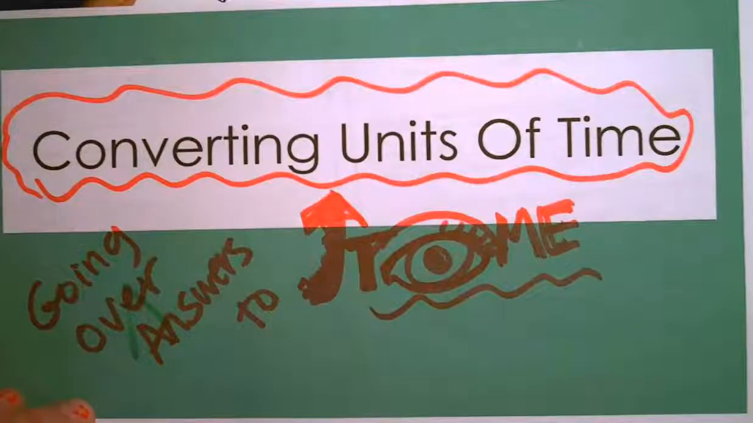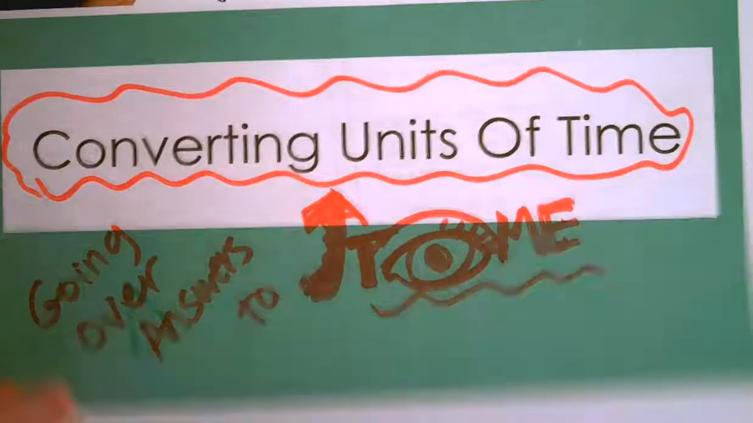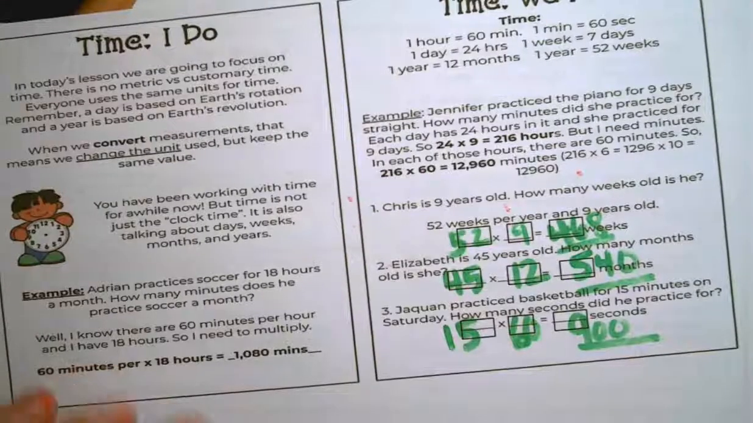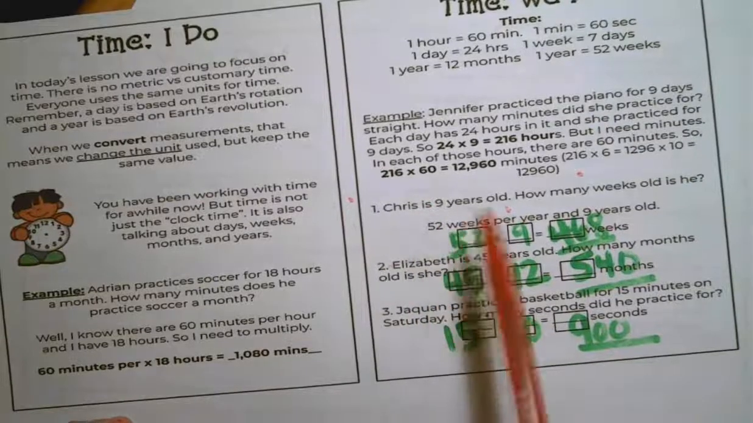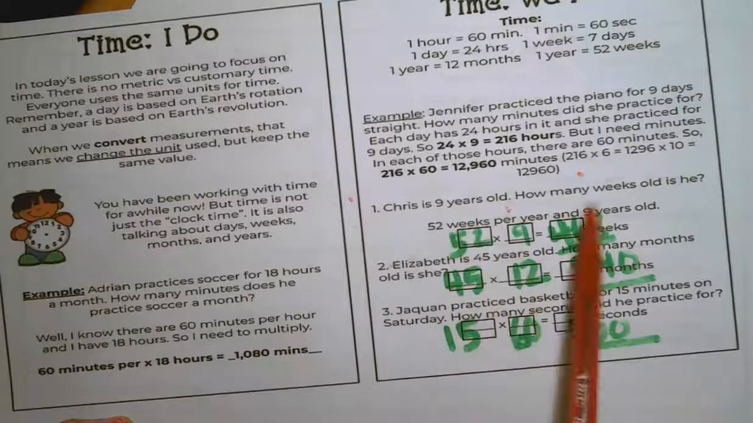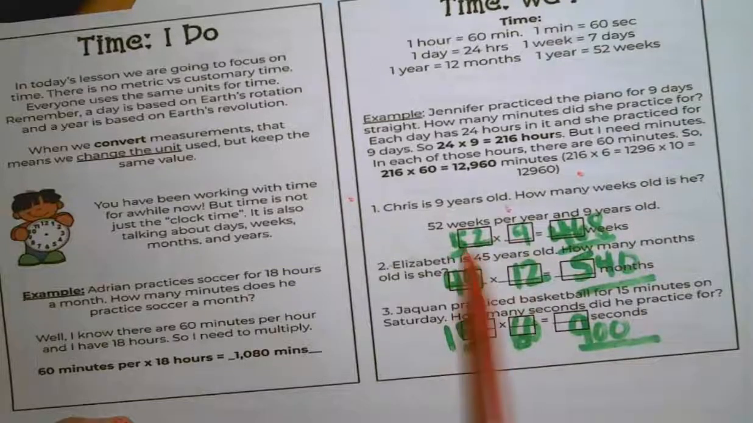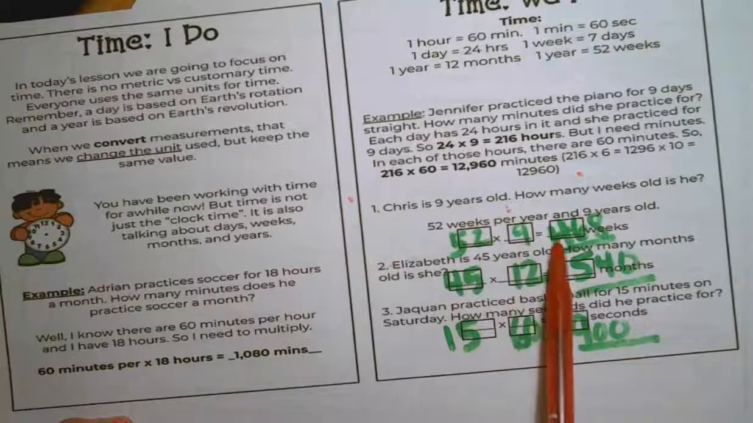Okay, kids, this is going over the answers to converting units of time. All right, it starts out with some guided steps here. The question: Chris is 9 years old. How many weeks old is he? There are 52 weeks in a year, multiplied by 9 is 468.